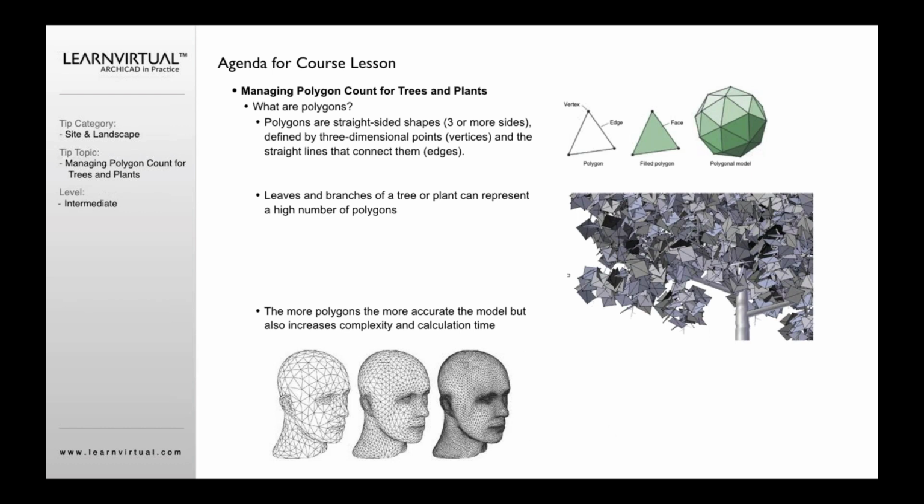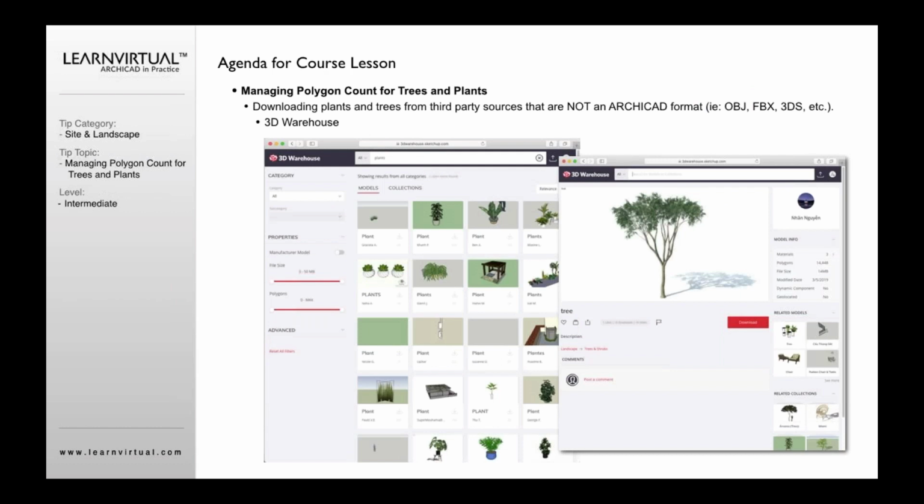There are some trees and some plants you can download that will look like this, which are much less polygon count usage and therefore easier for Archicad to calculate. There are others that you'll download and they'll look very powerful, or very good, and I'll show you that in a second, and they have a lot more realism to them.